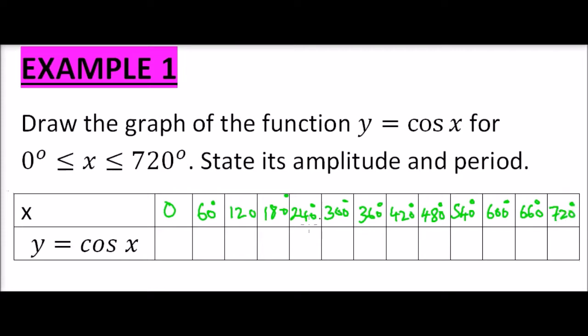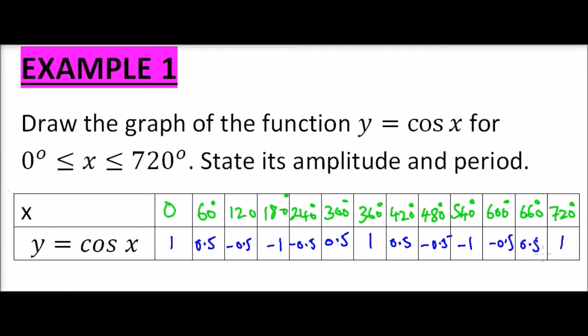From there, we now get the values of cos x. So when x is 0, y is 1, we have 0.5, we have minus 0.5, we have minus 1, we have minus 0.5, we have 0.5, we have 1, then we have 0.5, we have minus 0.5, we have minus 1, we have minus 0.5, we have 0.5, and we have 1.